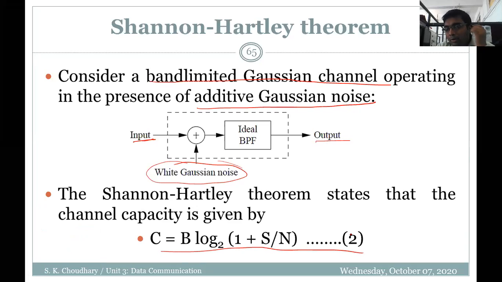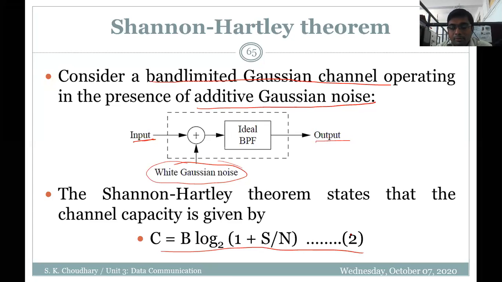Now, if you remember, this equation is similar to the equation that we learned for the noisy channel. In the past lectures, we have learned the channel capacity formula for the noiseless channel and the noisy channel. And equation number 2 we defined for the noisy channel, where the signal to noise ratio comes into the picture.